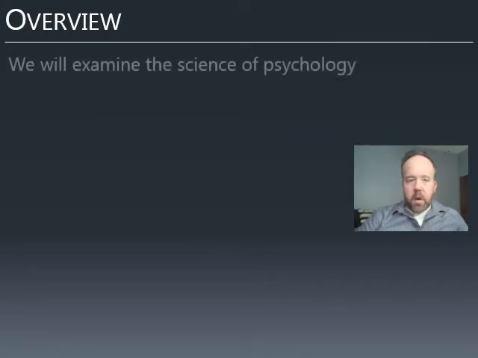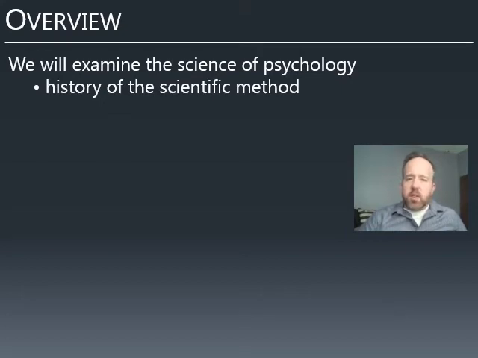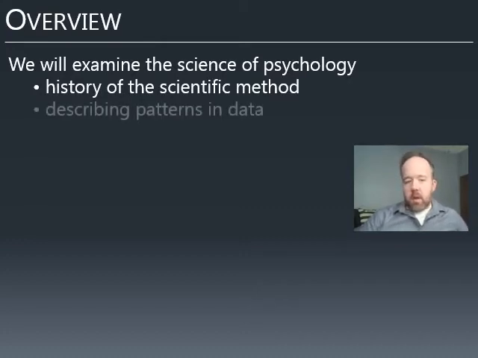So for overview, we're going to be looking at the science of psychology, and we'll talk some about the history of the scientific method. And as we'll see, the scientific method is an empirical approach. That is, it's a way of trying to understand the world around us using evidence and observation. People talk about the scientific method, but we're really going to talk about some of the properties of the scientific method, not just use the term and then leave it at that. What does the scientific method mean?